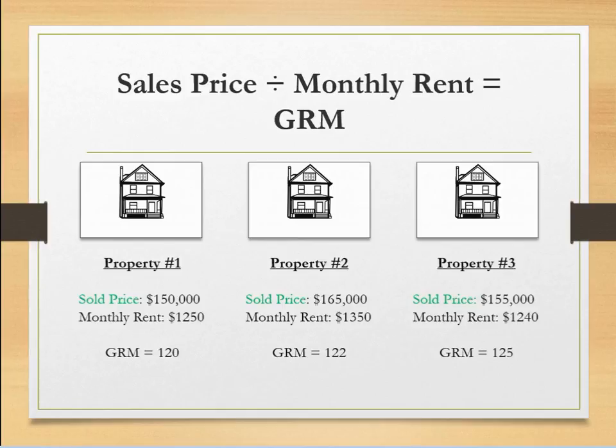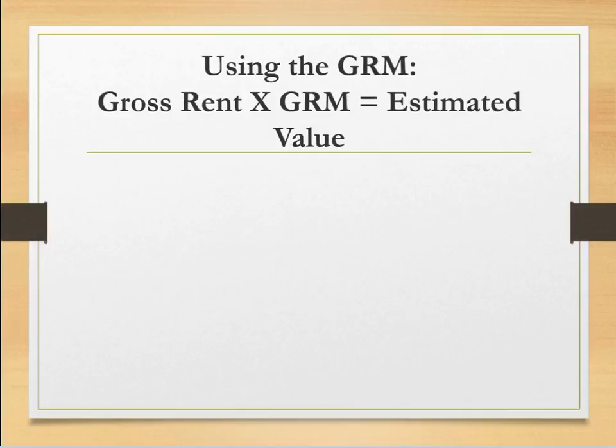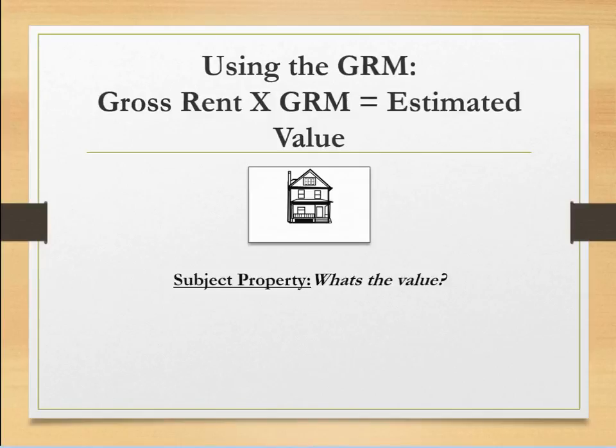Because what we're doing here is looking at 3 properties that already sold, and we're going to use those to compare to our subject to help us understand what our subject is likely worth in consideration of the other properties in the marketplace. All right, so now that the appraiser has had an opportunity to look at the comps in the marketplace and to calculate a GRM for each, now we can use that GRM to help determine the value of our subject property. Remember, the subject property is the one that the appraiser is hired to determine the value for.